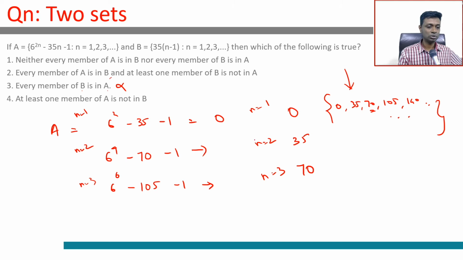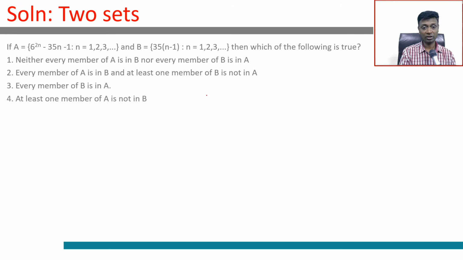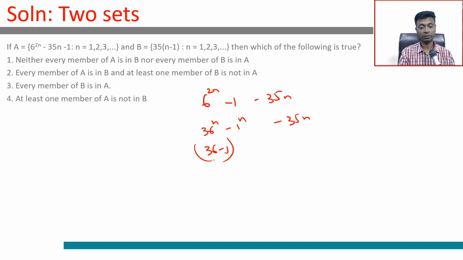All we've got to think now is, are these numbers multiples of 35? That's all we need to think. And they have to be. Why so? Think about this. A is 6 power 2n minus 35n minus 1. I'm going to write that 6 power 2n minus 1 minus 35n. This is 36 power n minus 1 power n minus 35n. 36 power n minus 1 power n will be a multiple of 36 minus 1. So every element in A is a multiple of 35.